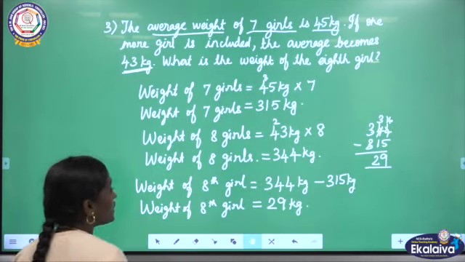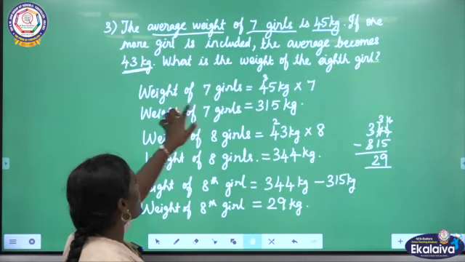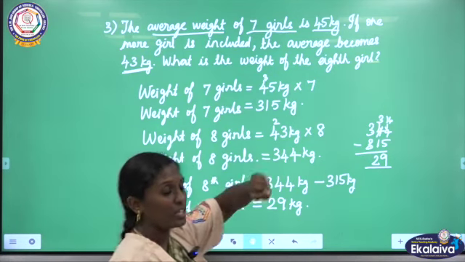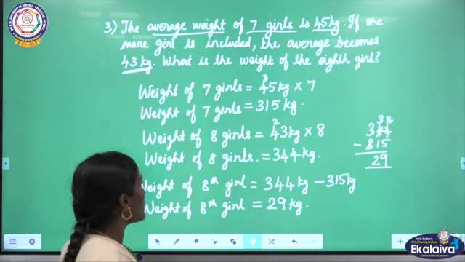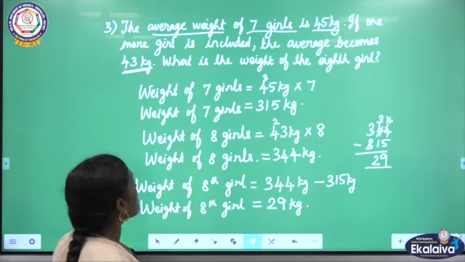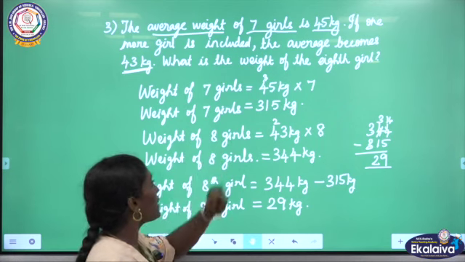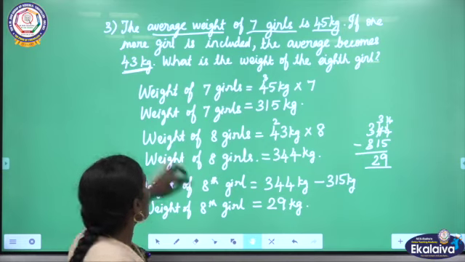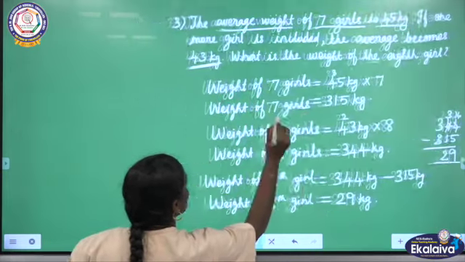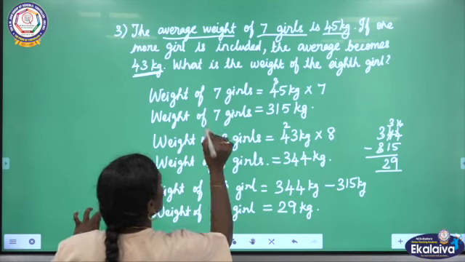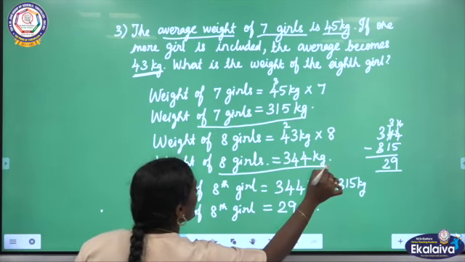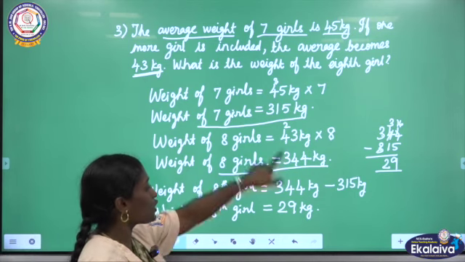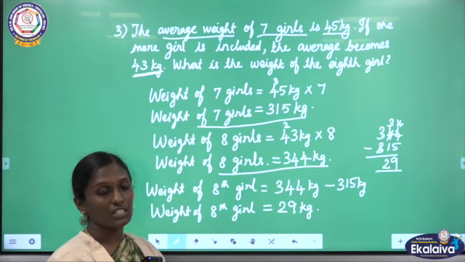Here the average weight of 7 girls is given. From that we are finding the weight of 7 girls by multiplying the average weight by the number of girls. Then weight of 8 girls is given, and by using that we are finding the weight of 8 girls by multiplying the average weight by the number of girls. Now we got the weight of 7 girls and the weight of 8 girls. Then to find the weight of the 8th girl, we are subtracting these two. Then we are getting the weight of the 8th girl. Is it clear?